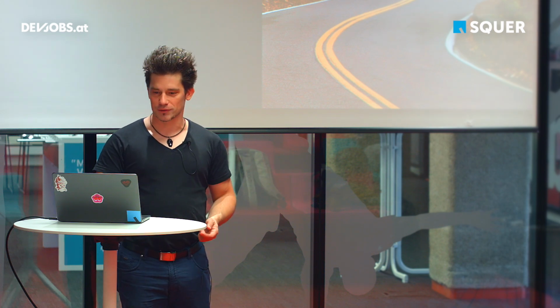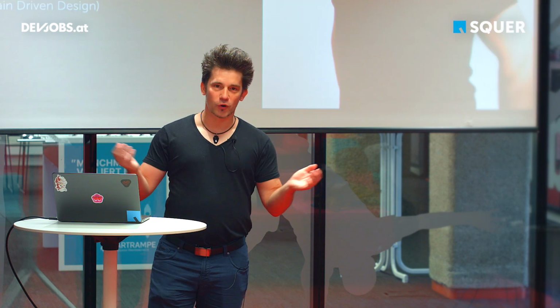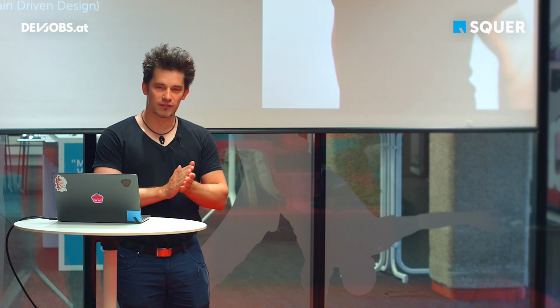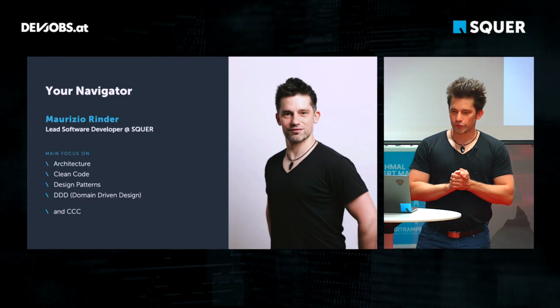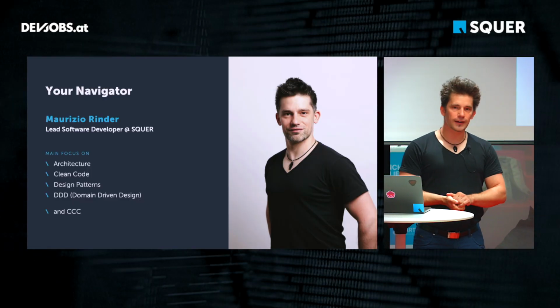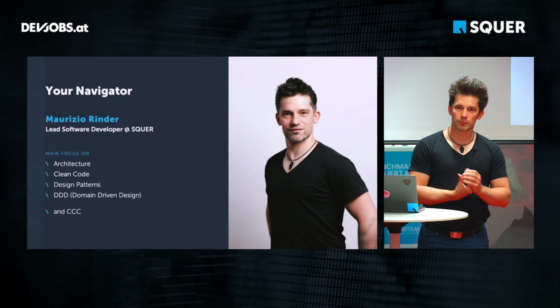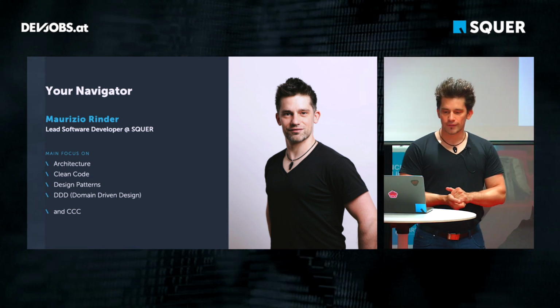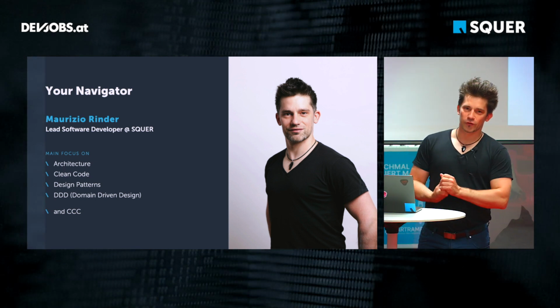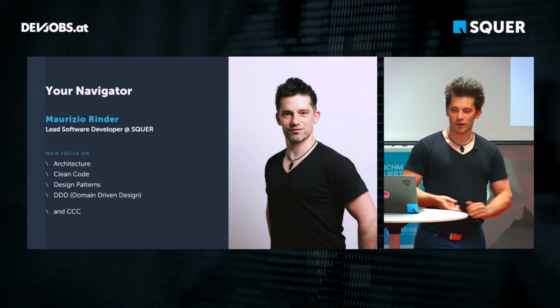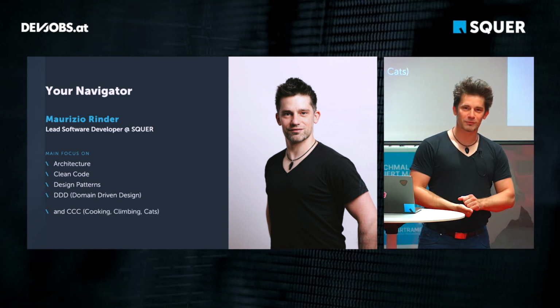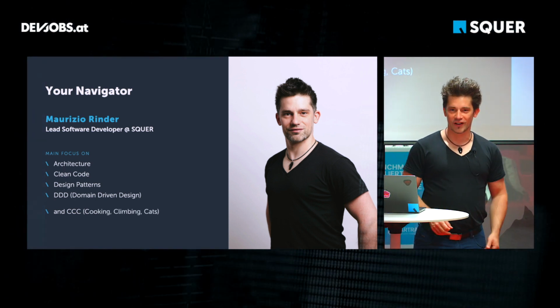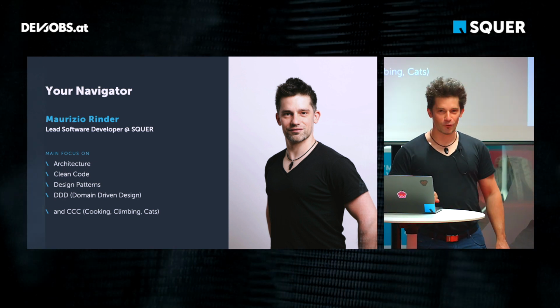what's behind this example. Who am I? My name is Maurizio Rinder. I'm a lead software developer at SQUER. And as you see, my main focuses are architecture and clean code. I'm very passionate about domain-driven design. And I have this special CCC, so you can guess what it is. It's very simple: cooking, climbing, and cats. Those are my architecture styles that keep me sustainable all over the years.